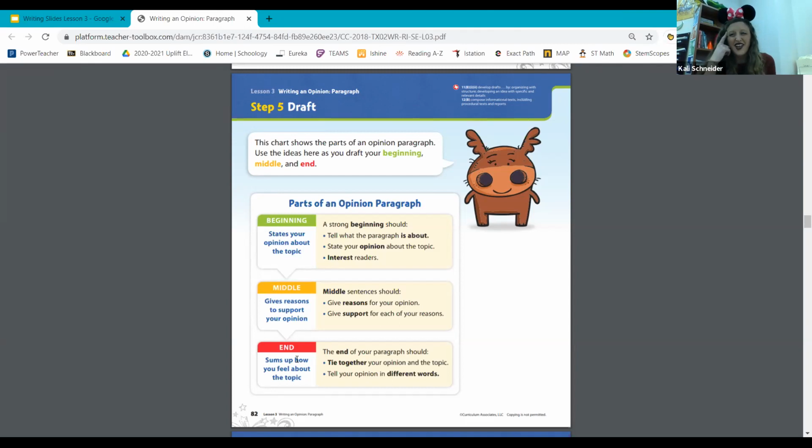I want us to think one last question. Why would it be important for us to use different words to tell your opinion at the end? Do you want to hear someone say, I think boathouses are awesome, and then end it with, I think boathouses are awesome? It's kind of boring. So we want to make sure it's more interesting to the reader by saying things in a different way to get their attention and really make our opinion and our point come across to them.